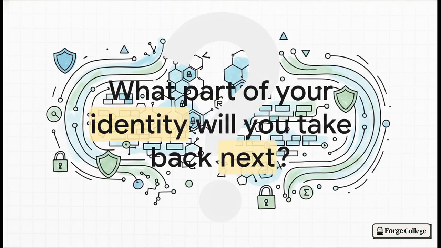I'm going to leave you with this final thought. We've seen today how cryptography and smart data mapping can completely, undeniably protect your sensitive information. So I have to ask, if math can guarantee your privacy better than a massive centralized corporation, what part of your identity will you take back next?